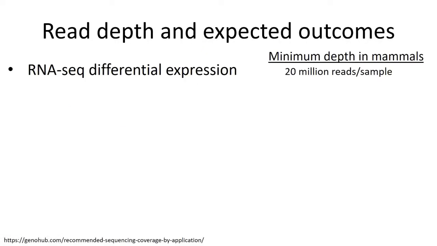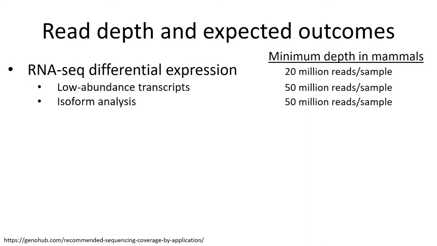So here I'm going to give some examples of different types of sequencing experiments you might want to run, as well as best practices, bare minimum read depth that you want in mammals in order to get something that you can analyze out at the end. So for RNA-seq, if you're doing basic differential expression analysis over the general transcriptome, then you want about 20 million reads per sample at bare minimum.